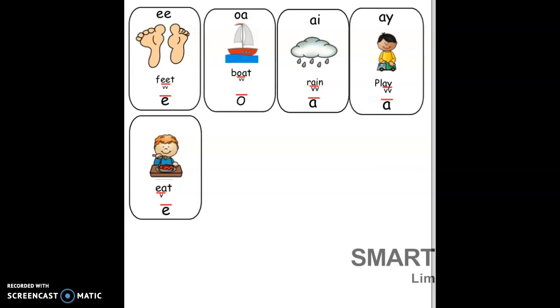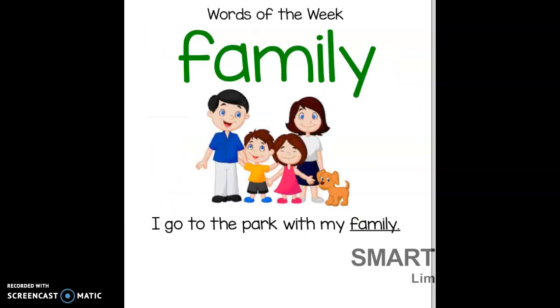Now we're going to do the sight words. First word is family. Say the word family. Family. F, A, M, I, L, Y. Family. Fingers up. Family. F, A, M, I, L, Y. Eyes closed. Family. F, A, M, I, L, Y.